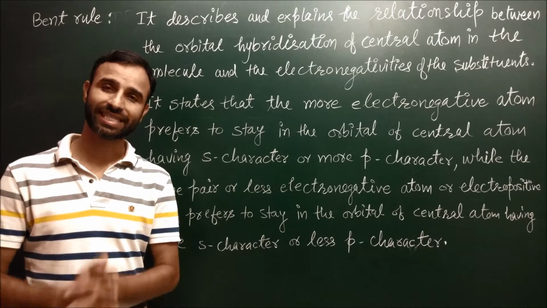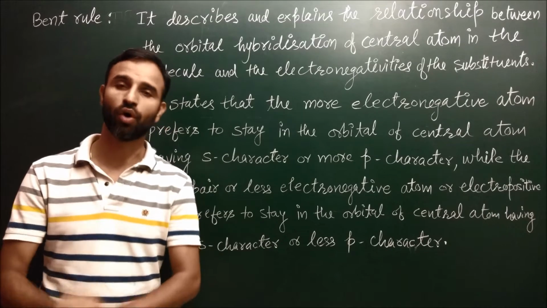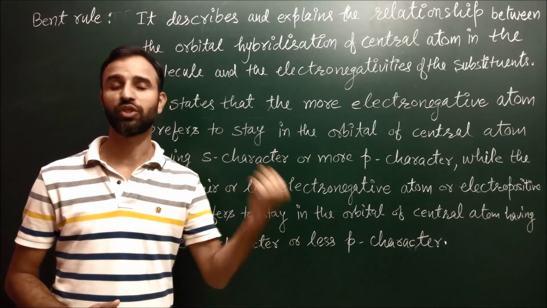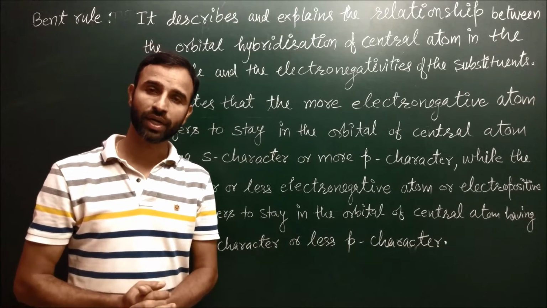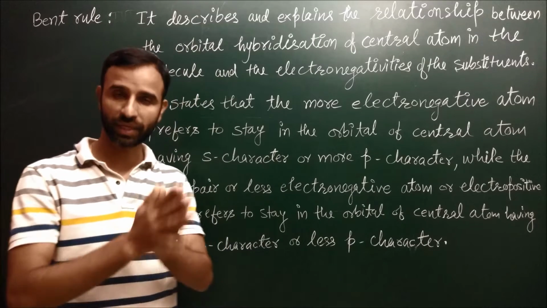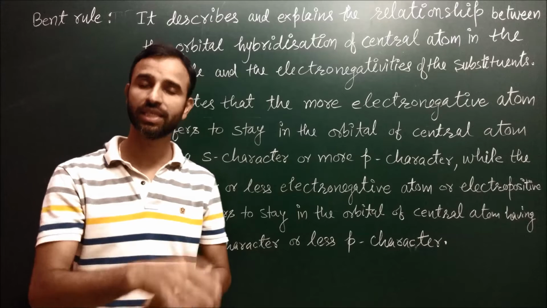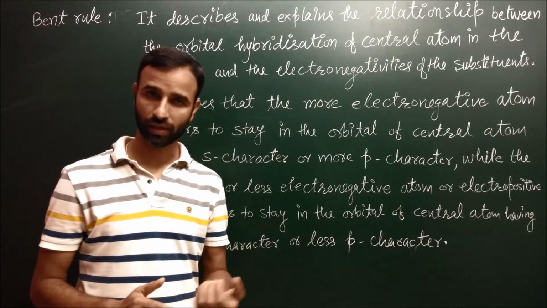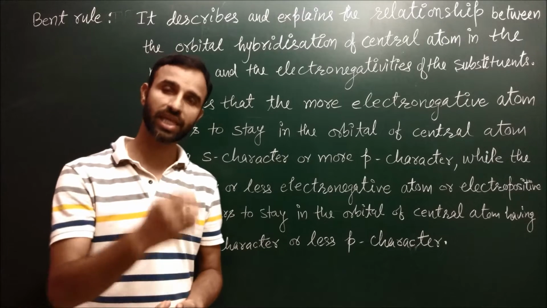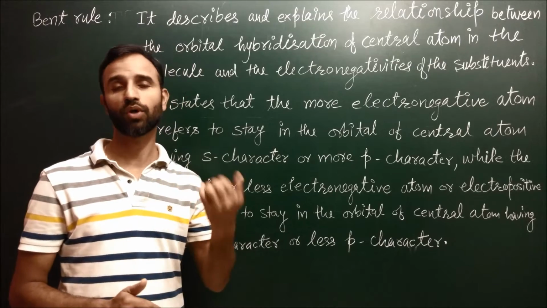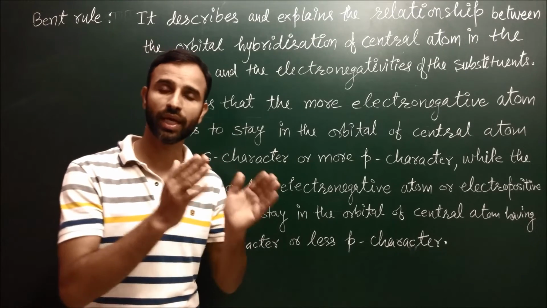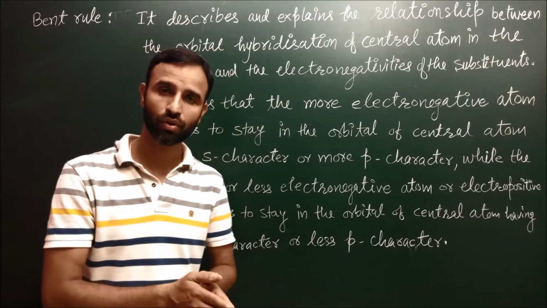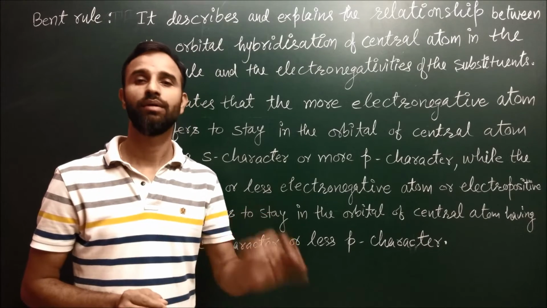Bent's rule actually describes and explains the relationship between orbital hybridization of the central atom and the electronegativity of the substituent. It states that a more electronegative atom prefers to stay in orbitals of the central atom having less s-character or more p-character, and a lone pair or less electronegative atom or electropositive atom prefers to stay in orbitals of the central atom having more s-character or less p-character.